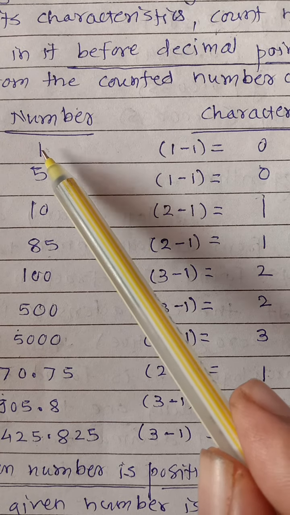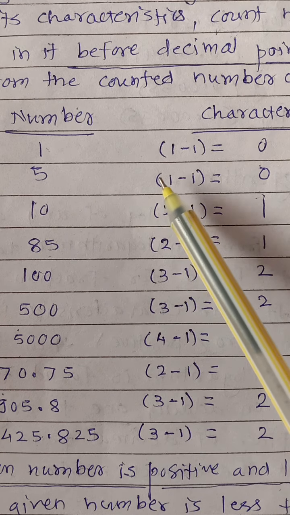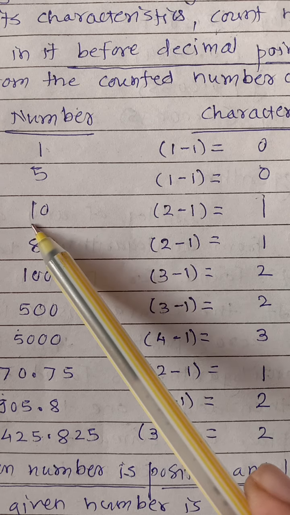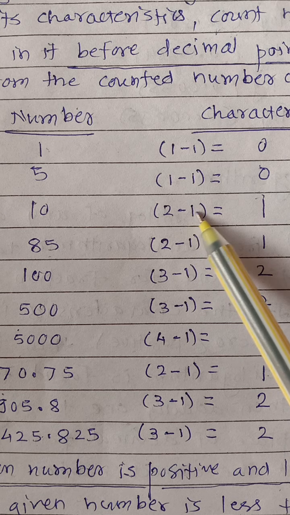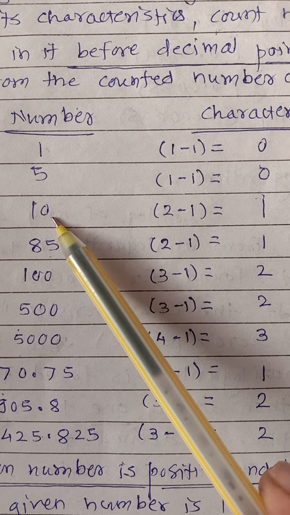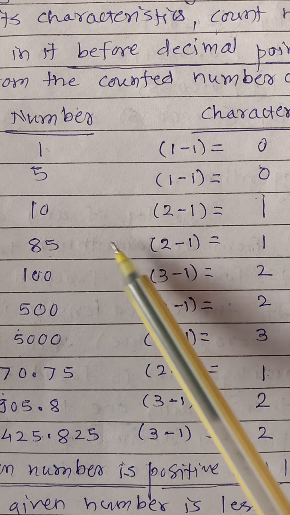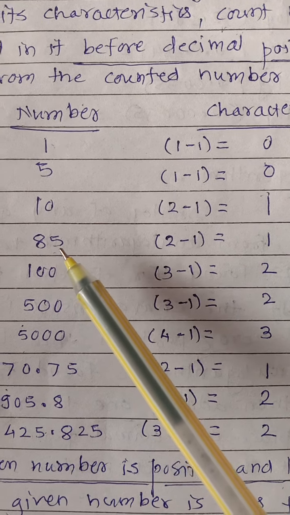Similarly for 5, again if you consider the number of digits, it is only 1, and therefore 1 minus 1 we will get 0. That is, characteristic of 5 is equal to 0. Then if you consider number 10, it is having two digits 1 and 0. So number of digits 2 minus 1, that will be equal to 1, which is the characteristic of this 10. Then for 85, again there are two digits 8 and 5. So 2 minus 1, that is equal to 1, is the characteristic of 85.